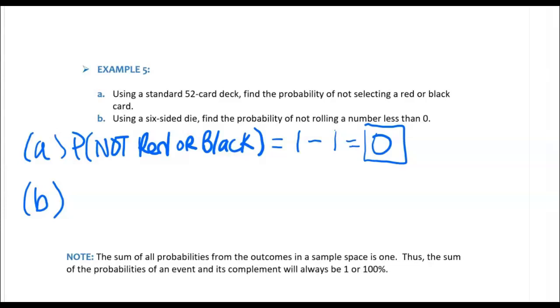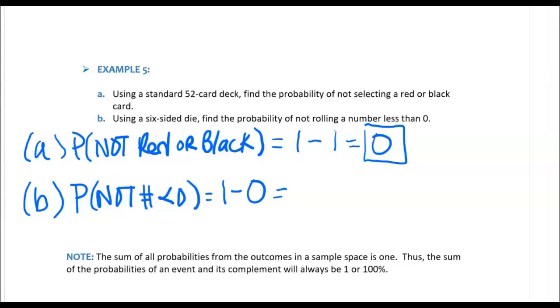B. Using a 6-sided die, find the probability of not rolling a number less than 0. So the probability of not rolling a number less than 0 can be found using number 2 from our blue box. So the probability of rolling a number less than 0 is 0. No number on a die is less than 0. So 1 minus the probability of rolling a number less than 0 would be 1. So the probability of not rolling a number less than 0 would be 1.